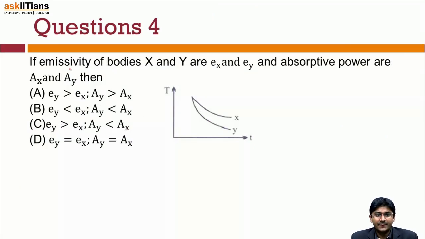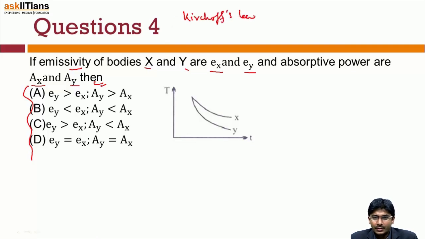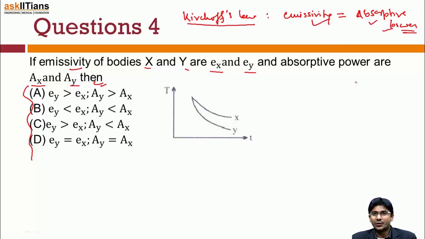Now here if you see, the emissivity of the bodies X and Y are Ex and Ey, and the absorptive powers are Ax and Ay. Then we have to find out which of these options are correct. Now we have studied a law called Kirchhoff's law, right? The Kirchhoff's law gave us that the emissivity is equal to the absorptive power, right? Emissivity was equal to the absorptive power.